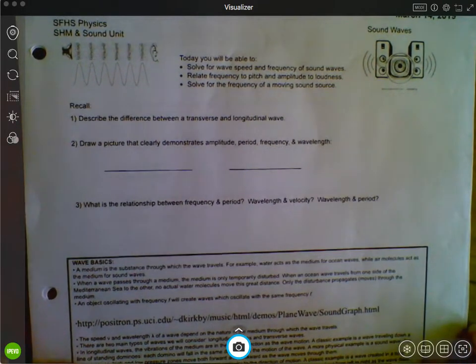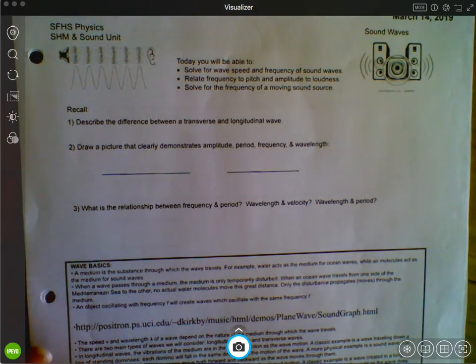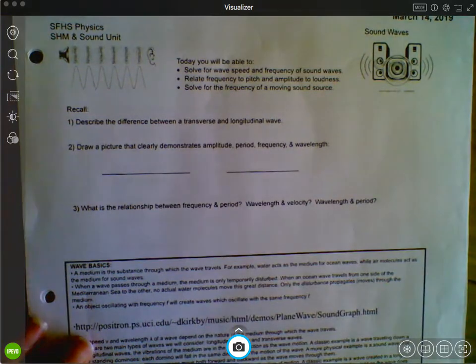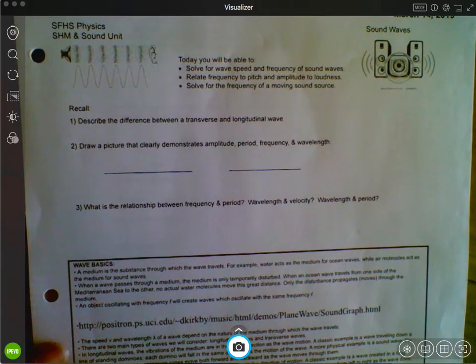Okay guys, this is Unit 9, Video 2 on sound and the Doppler effect. Alright, so here we go. Today, after this lecture, you should be able to solve for wave speed and frequency of sound waves, relate frequency to pitch and amplitude to loudness, and solve for the frequency of a moving sound source.